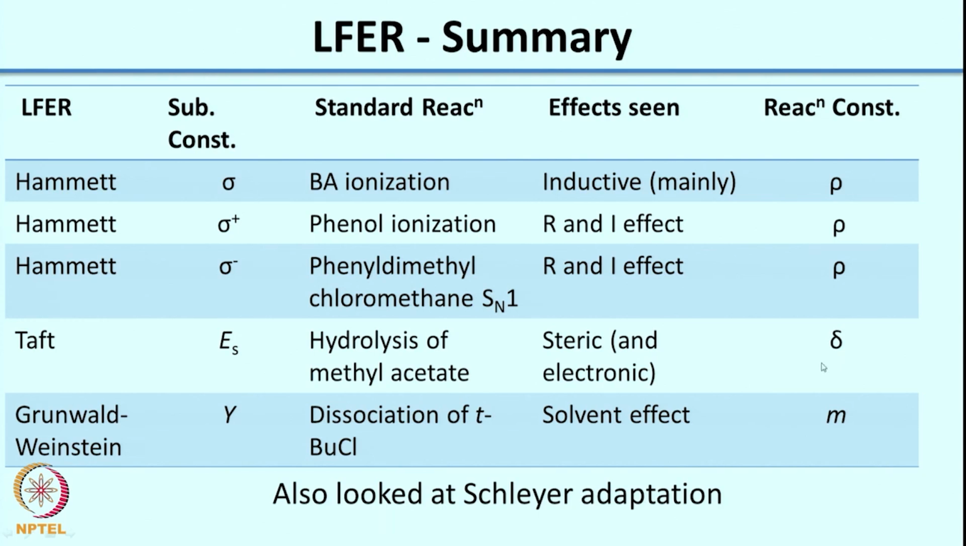And in this class we looked at the Grunwald-Weinstein equation, where what you get is how the solvent affects a particular reaction. So, based on the constant m, you can tell how sensitive a reaction is to the solvent. In other words, it will tell you whether the reaction is forming some sort of a polar intermediate in its reaction mechanism. We also looked at the Schleyer adaptation to look at how solely the solvents stabilize the ionized intermediate and do not look at nucleophilic assistance.